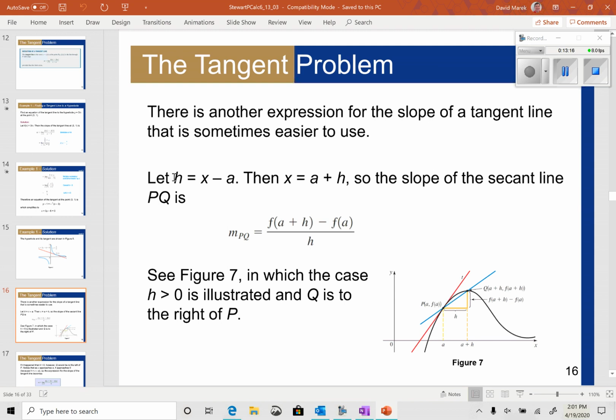But wait, hold on. If we're doing this substitution, then our value for x, do the algebra there, x has to be a plus h. So instead of f of x minus f of a over x minus a, this now becomes f of a plus h minus f of a over just h. Okay. Now that should look somewhat familiar.